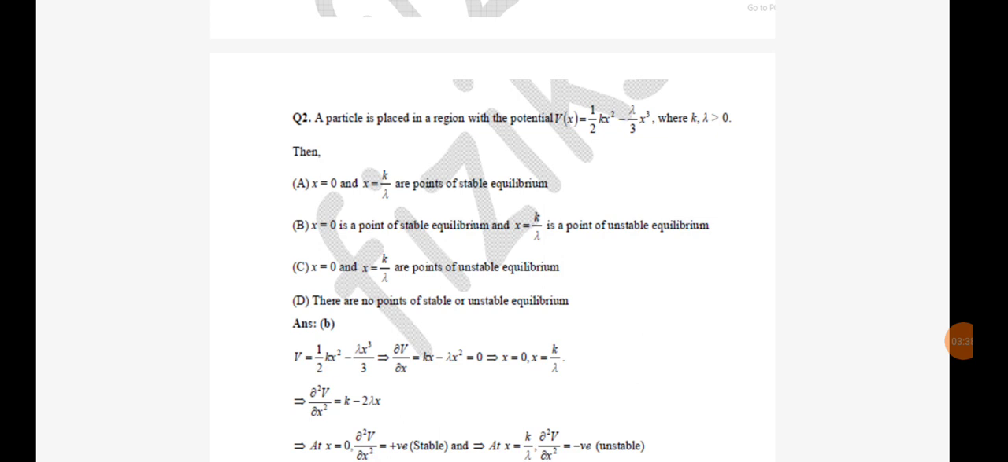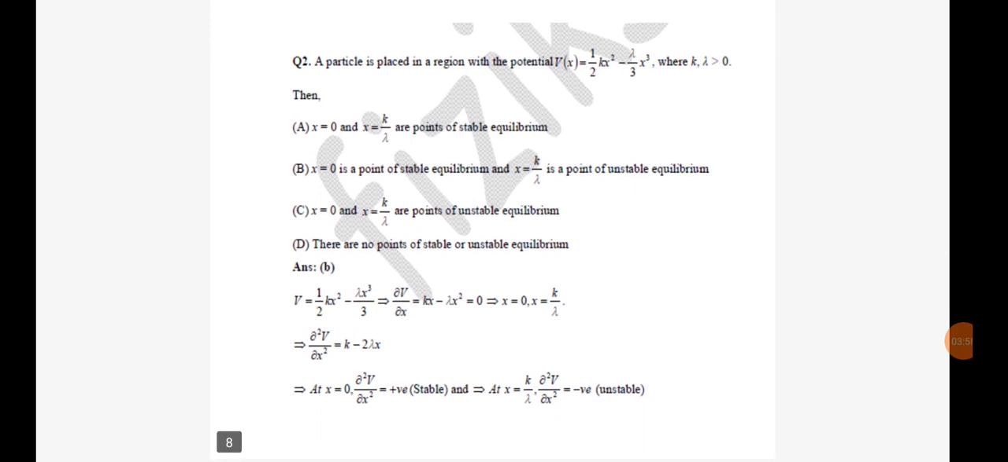For this we again follow the same procedure. The first step is we need to find the derivative of the given potential, dou V by dou x. That gives two x values: one is x equivalent to 0, another one is x equivalent to k by lambda. The next step is to find the second derivative, dou squared V by dou x squared, which gives k minus 2 lambda x. Now since we have two values of x, I need to substitute both the values in dou squared V by dou x squared.